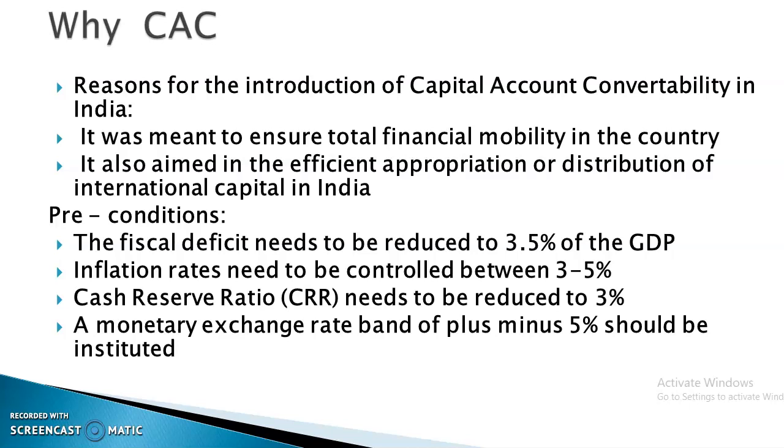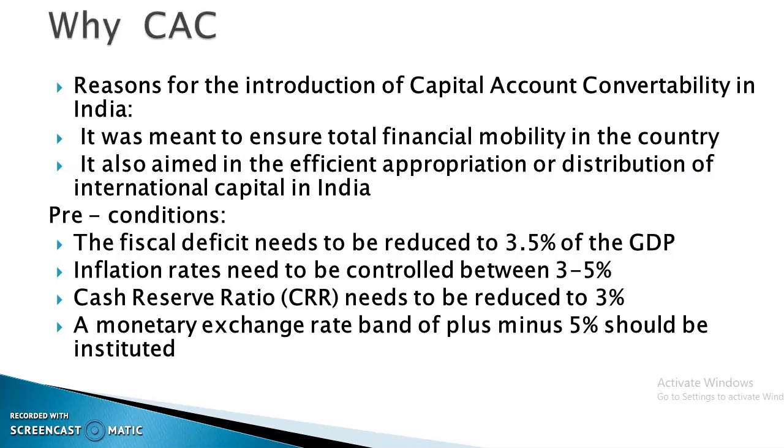In simple words, what is capital account convertibility? No restrictions for buying and selling assets from abroad by converting the domestic currency into foreign currency. And foreigners can come and invest any amount of money in the Indian market. So no restrictions to the foreigners for buying and selling assets in India. That is known as capital account convertibility.